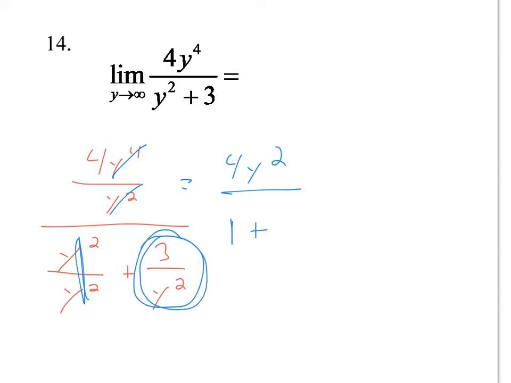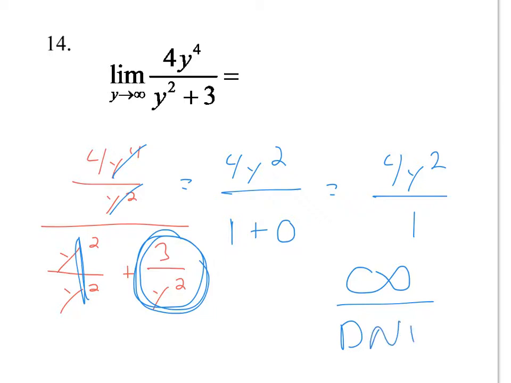Well, as y becomes infinity, 3 over y squared becomes infinitely close to 0, so it's 0. So it looks like I have 4y squared over 1. But as y approaches infinity, 4y squared gets infinitely large. So this limit is infinity, which means it technically does not exist. But in class, we'll just call a limit as it approaches infinity, infinity. Of course, infinity has no value, and that's why it does not exist.